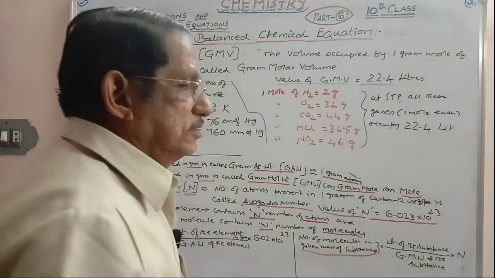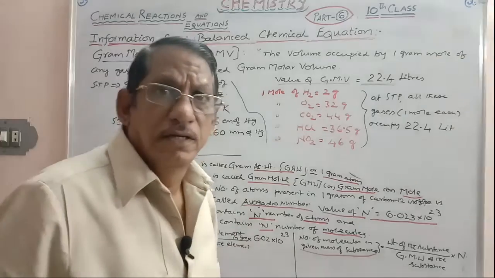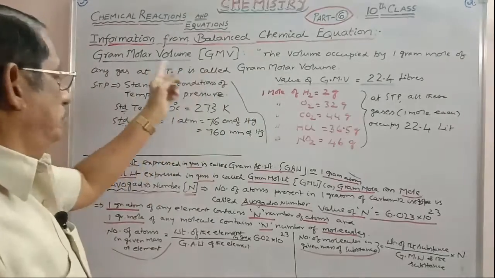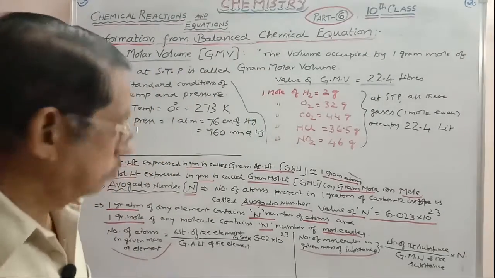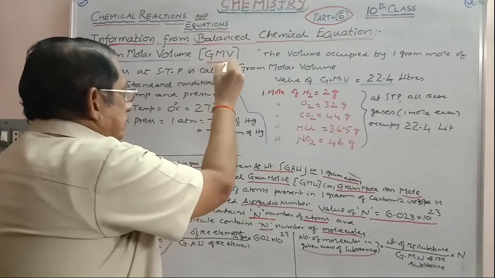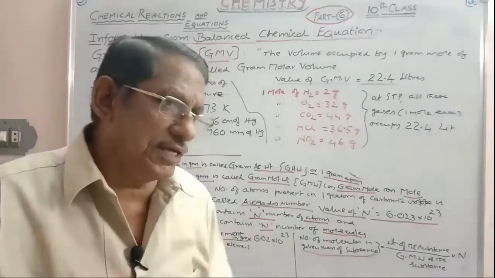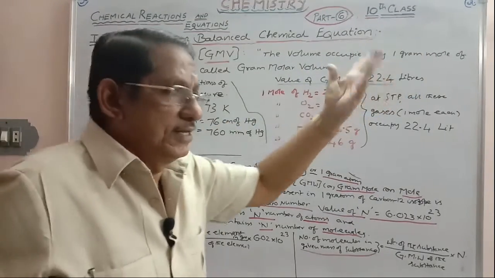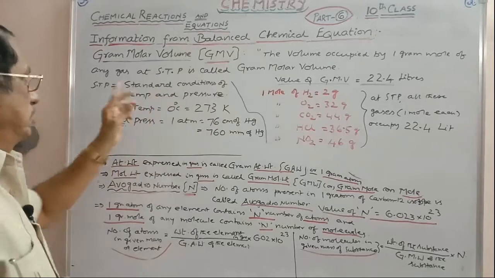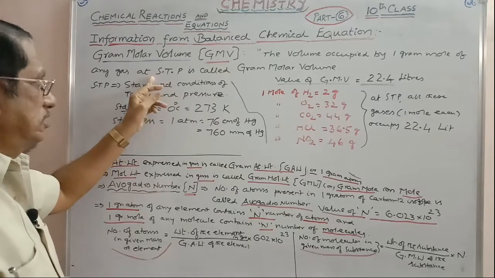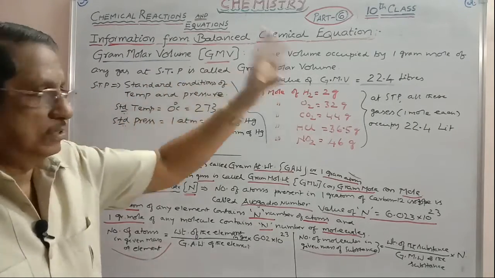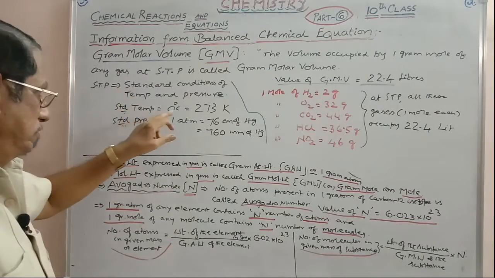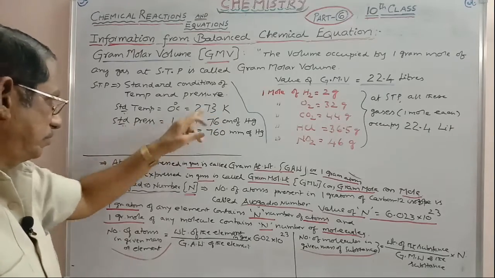Now, let us consider one important fact here, namely gram molar volume, GMV. It is called GMV, gram molar volume. What is the definition here? When you are taking volume, generally you have to take a gas. The volume occupied by 1 gram mole of any gas at STP, standard conditions of temperature and pressure, is called gram molar volume. Here standard temperature is 273 Kelvin, standard pressure is 1 atmosphere.